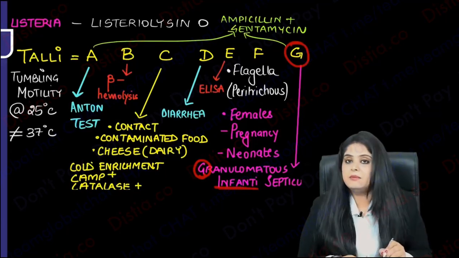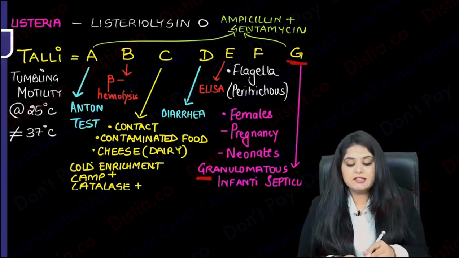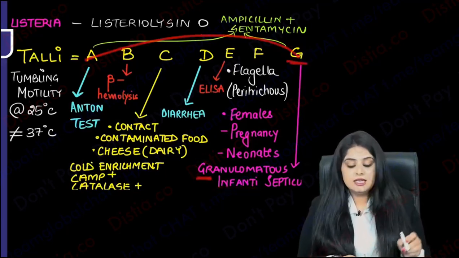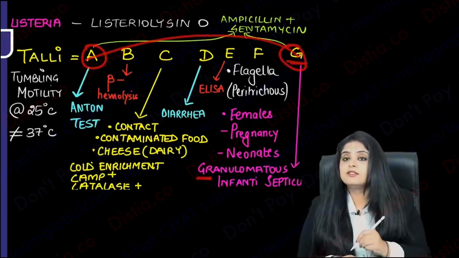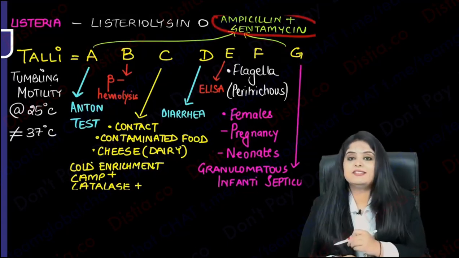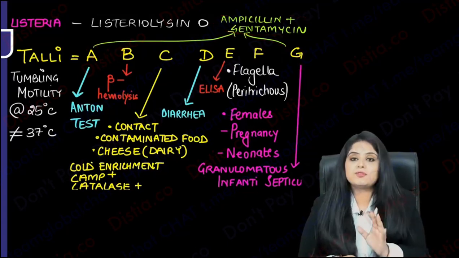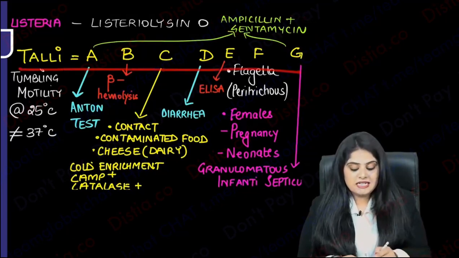So infanti tells me children. G for granulomatous. And now when I go from G back to A, the A and G tell me the treatment. It is treated by ampicillin plus gentamicin. Beautiful mnemonic, isn't it? It took me almost half an hour to make it. So this is the Tully A, B, C, D, E, F, G.